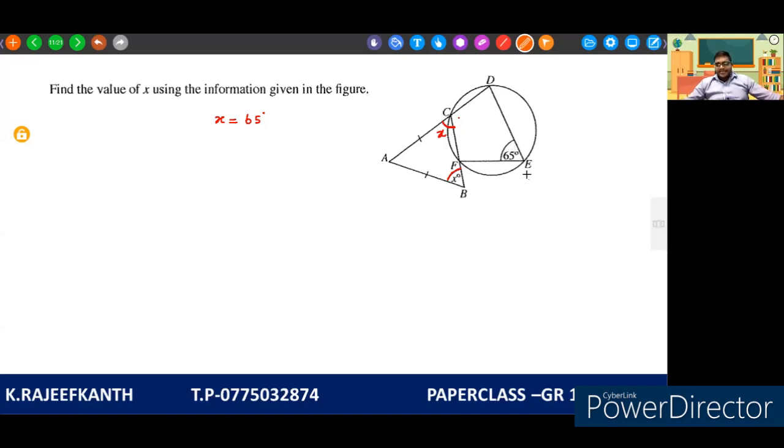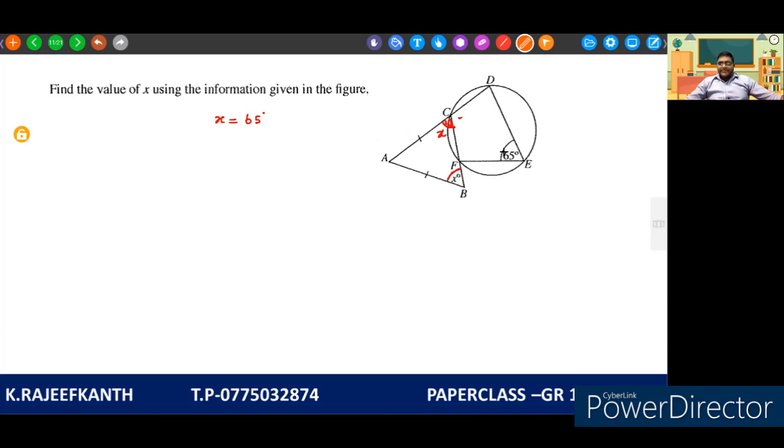Here this is a cyclic quadrilateral. Here we are producing the side DC up to D, so that this is an exterior angle of this cyclic quadrilateral. So exterior angle is equal to interior opposite angle. So by using that theorem, we can find the value of x.